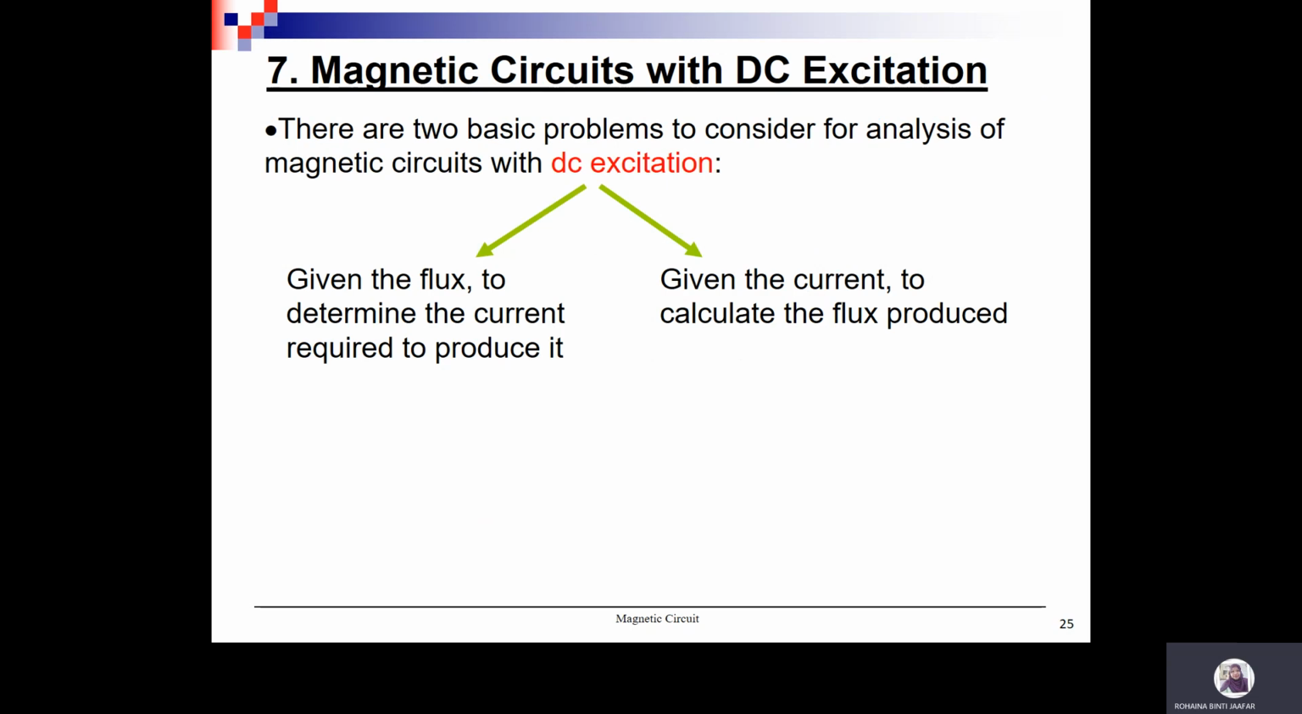Magnetic circuit with DC excitation. There are two basic problems to consider for analysis of a magnetic circuit with DC excitation. DC excitation means you give a current supply to the magnetic material to produce a magnetic field. In the first analysis, they give you the information of the flux, and you have to determine the current required to produce it. The other analysis is where the current is given, but you have to calculate the flux produced. These are the familiar analyses of magnetic circuits with DC excitation.